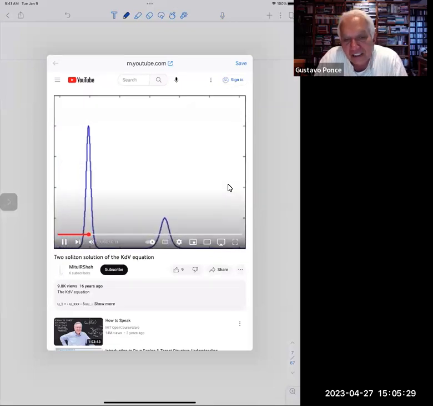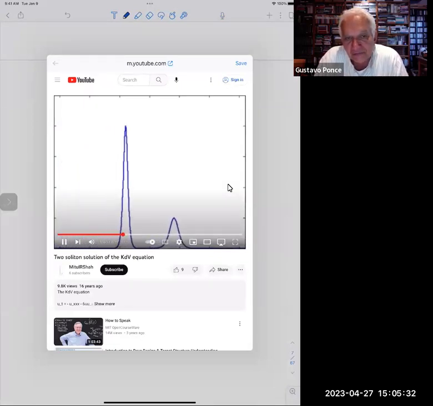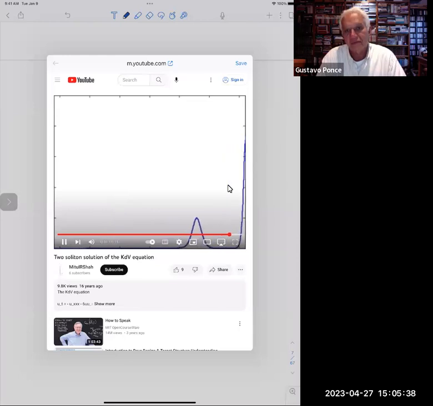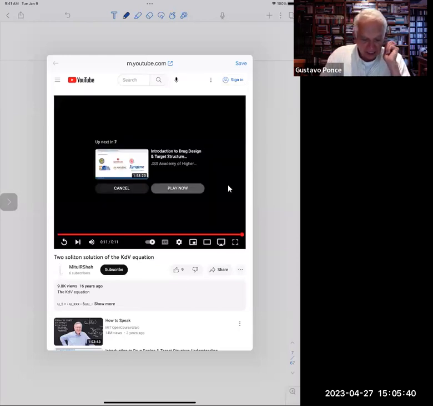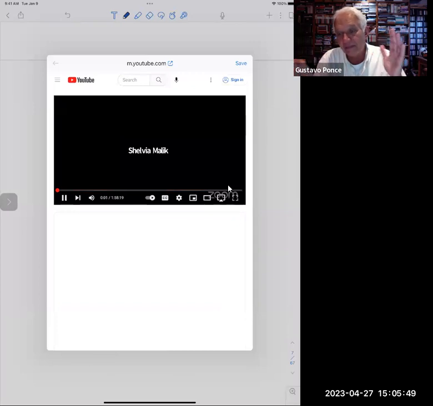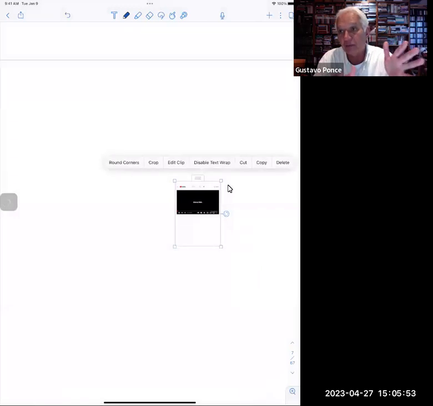This is an elastic collision of the KdV. There is also one for the breather, where you can see that the breather can move to the right, can move to the left, but they have a commercial, and I don't know how to remove the commercial, and it bothered me to put something with a commercial.